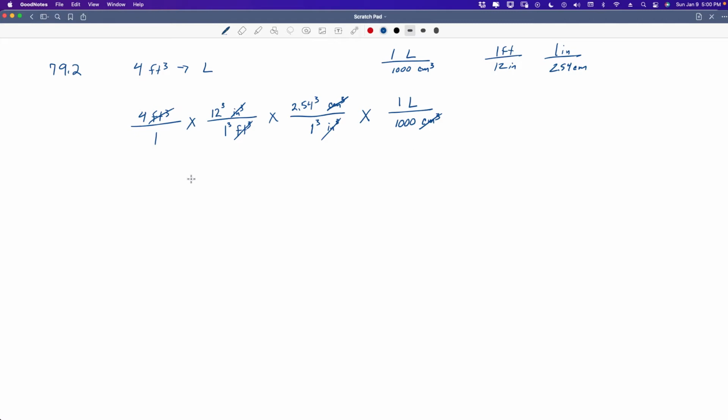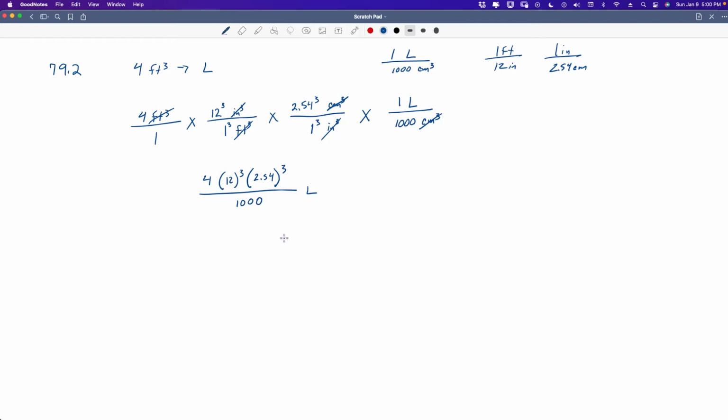So our answer is going to be 4 times 12 cubed times 2.54 cubed over 1,000 liters.